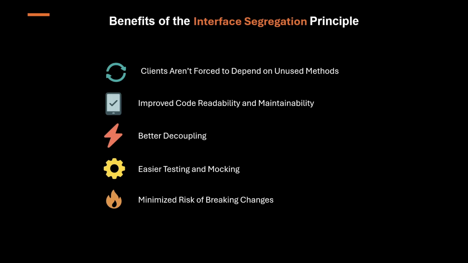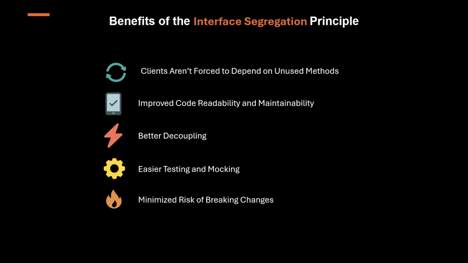Better decoupling. When a class is tightly bound to a large interface, it effectively couples all the unrelated responsibilities within it. By applying ISP, you reduce coupling dramatically. It allows components to evolve independently without any side effects.